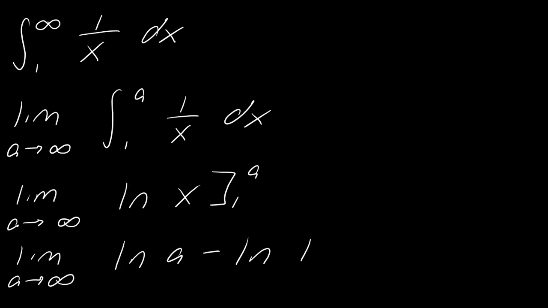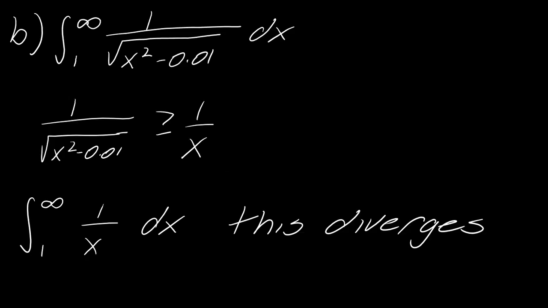So here's the deal. When I integrate this, I get the natural log of x. And so when I plug in my limits of integration, the natural log of a as a goes to infinity, this whole thing goes to infinity. So what ends up happening, this equals infinity. Since it doesn't equal a number, right, infinity is not a number, what that means is that this integral diverges.